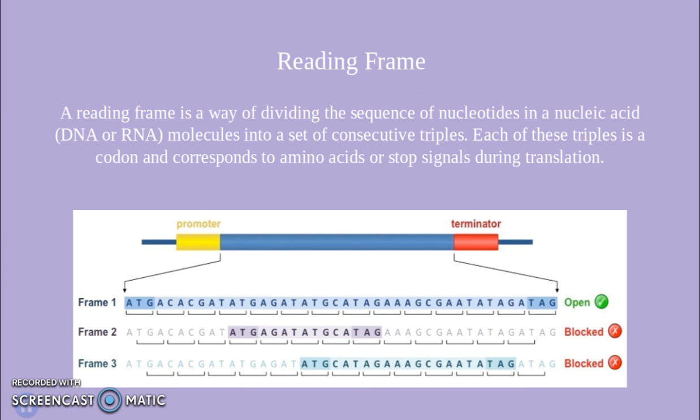Now, our reading frame is a way of dividing the sequence of nucleotides in a nucleic acid, either DNA or RNA molecules, into a set of consecutive triples. Each of these triples is a codon and corresponds to amino acids or stop signals during translation. So actually, our reading frame is going to be that set of the mRNA that our ribosomes are able to read at one time.